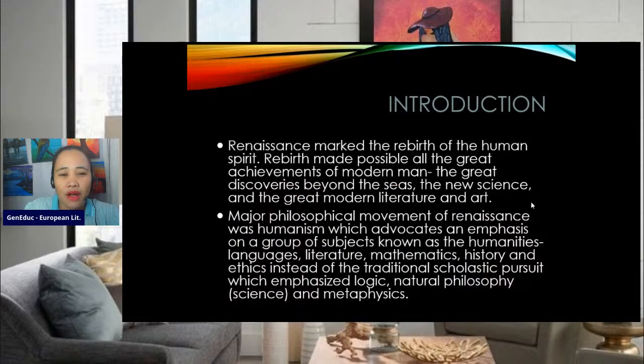Renaissance marked the rebirth of the human spirit. Rebirth made possible all the great achievements of modern man: the great discoveries beyond the seas, the new science, and the great modern literature and art. The major philosophical movement of the Renaissance was Humanism, which advocates an emphasis on a group of subjects known as the humanities: languages, literature, mathematics, history, and ethics, instead of the traditional scholastic pursuits, which emphasized logic, natural philosophy, science, and metaphysics. This is the Renaissance time.